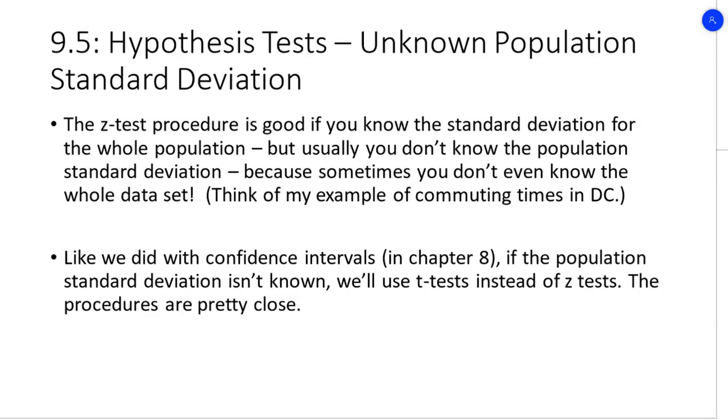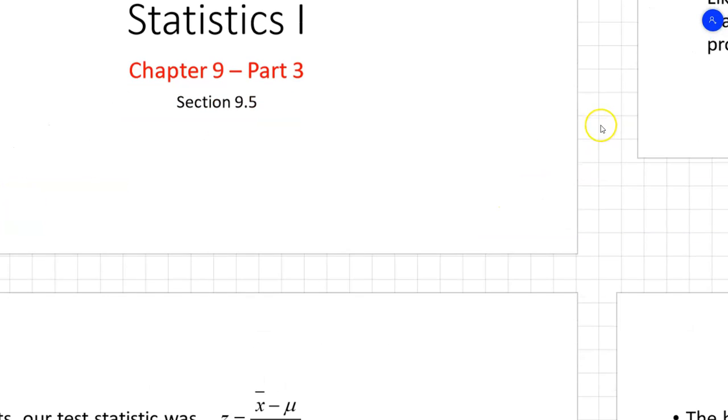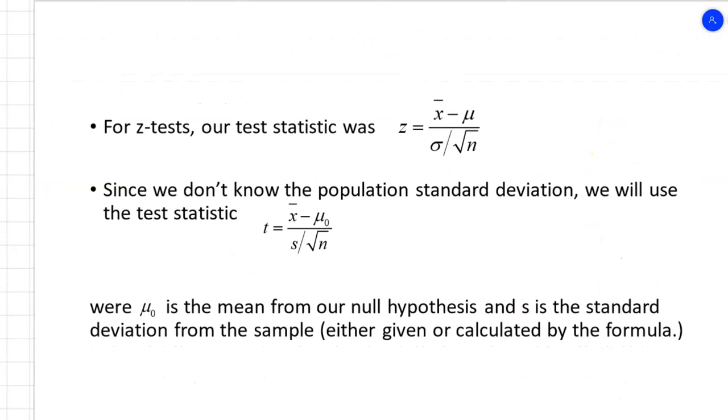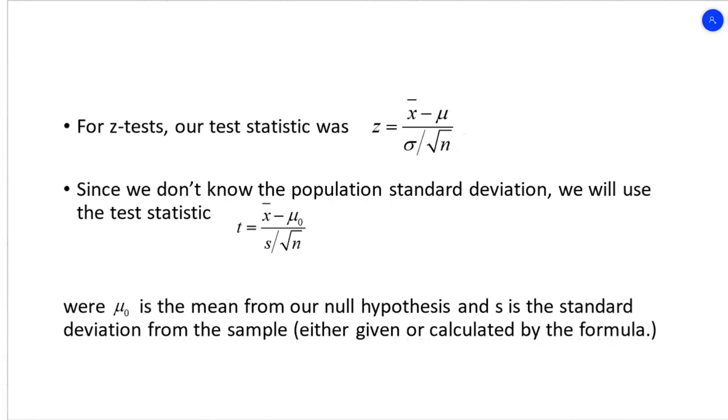The one big difference is the way that the charts are handled. If you look at the formula, it's almost identical. For z-tests, we did the sample mean minus the population mean over the population standard deviation divided by the square root of n. For t-tests, we're going to again use the sample mean minus the mean from the null hypothesis, except here it's going to be our sample standard deviation.